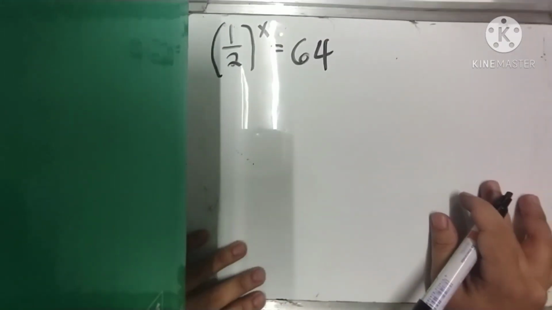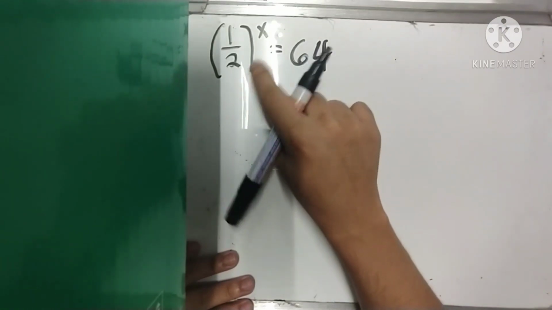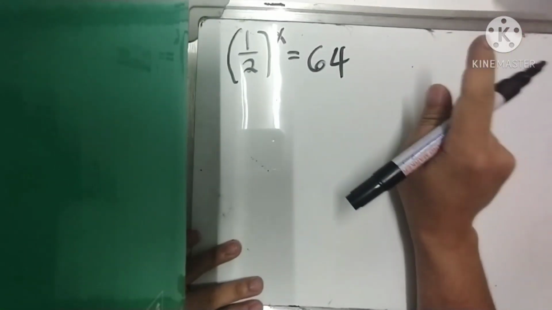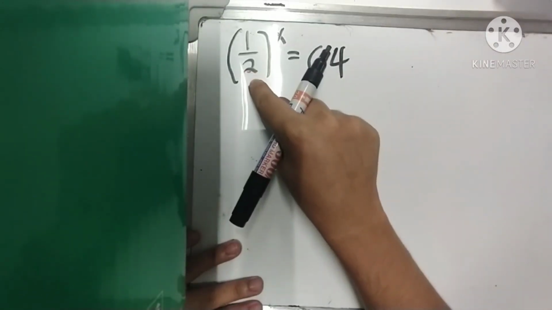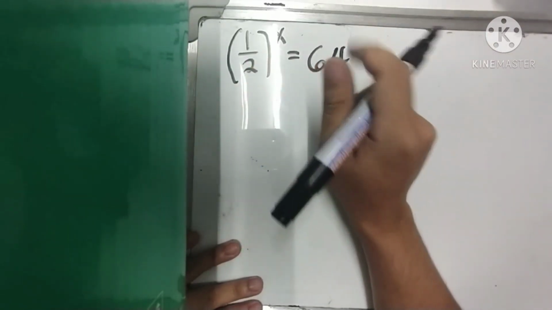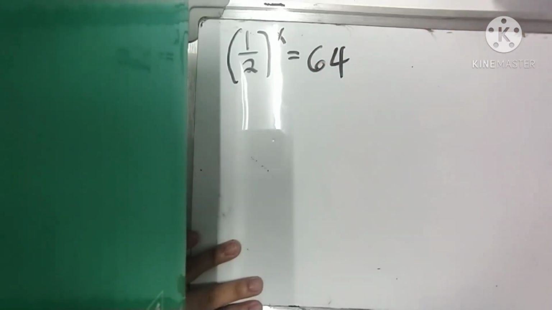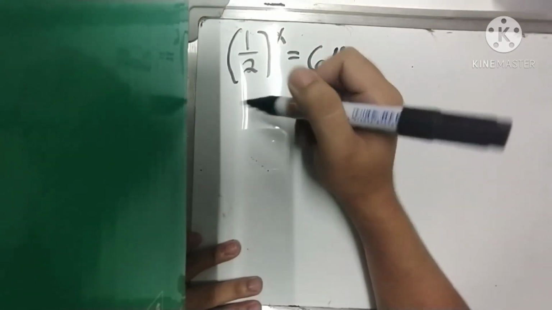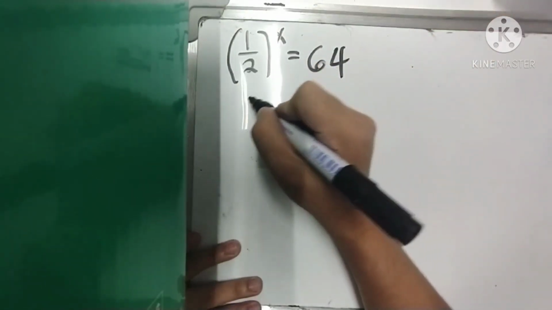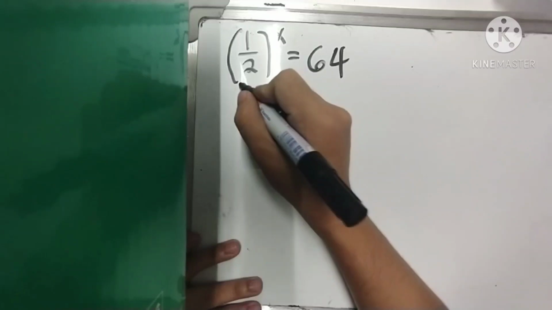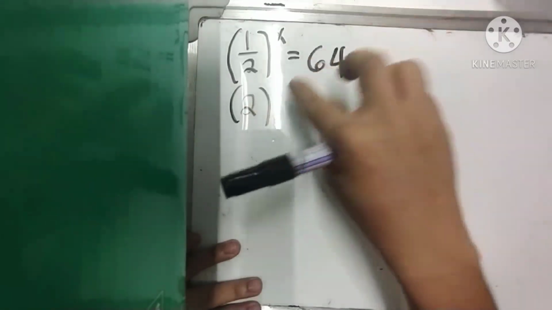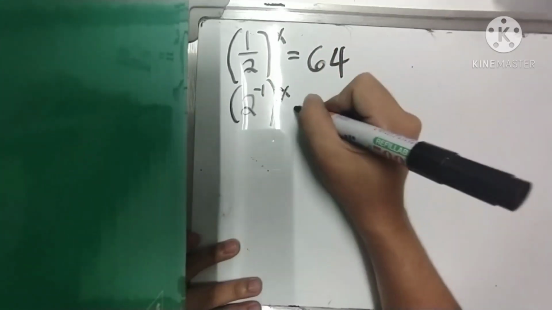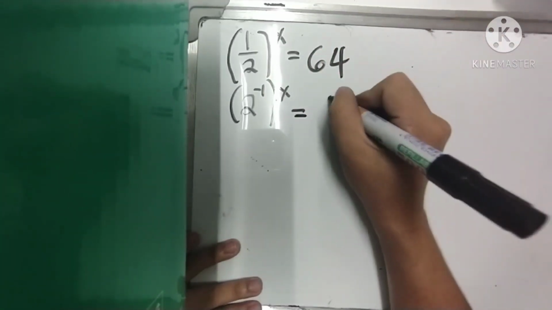Okay, so let us proceed. Next example is 1/2 to the power of x is equal to 64. First things first, we need to convert the given fraction into a whole number by applying the law of negative exponent. From a fraction, it can become a whole number, then the exponent of this one will become negative. So we have 2 to the power of negative 1, to the power of x, which is equal to 64.